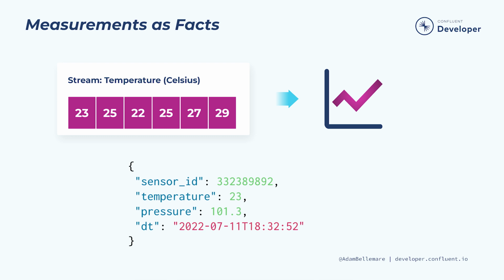Measurements from sensors and other Internet of Things devices can also be represented as a stream of facts. Each measurement provides a complete picture of the state at that specific point in time. A weather sensor may indicate the temperature and pressure at a given point in time. Consumers use these events to derive temperature trends and to detect changing weather patterns.